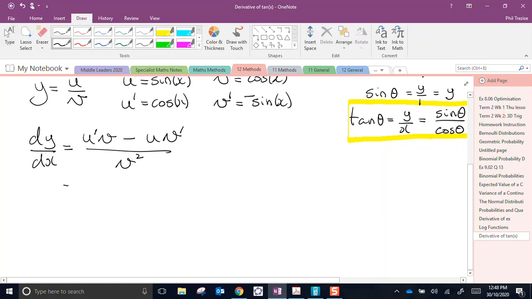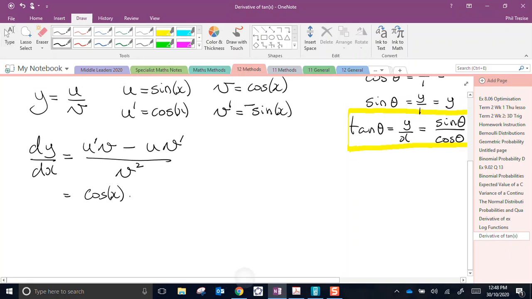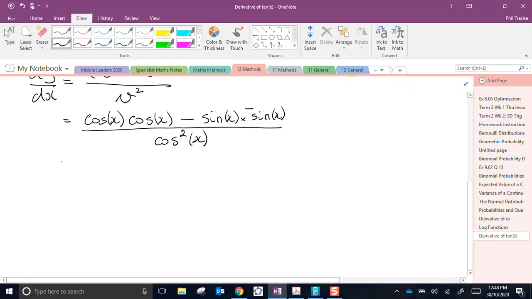So let's begin. U dashed is the cosine of x multiplied by v, which is also the cosine of x. Subtract u, the sine of x, multiplied by v dashed, which is negative sine of x, all divided by v squared. V was the cosine of x, and we normally would write that as cos squared x.